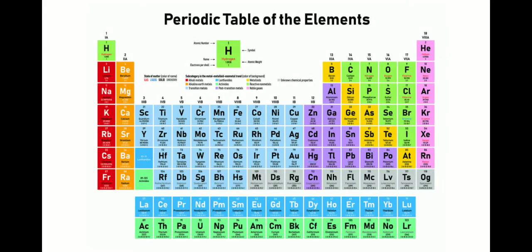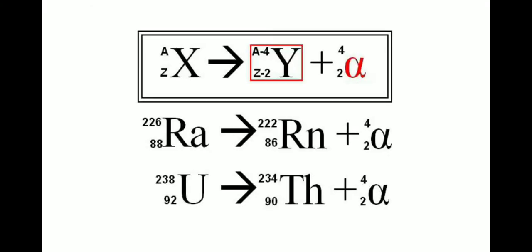This means that the new element has properties similar to those of the element that is 2 places before it in the periodic table. For example, if the parent nucleus is uranium, the daughter nucleus will be thorium. Another example is that if radium is the parent nucleus, then the daughter nucleus will be radon. So let's look at the example.